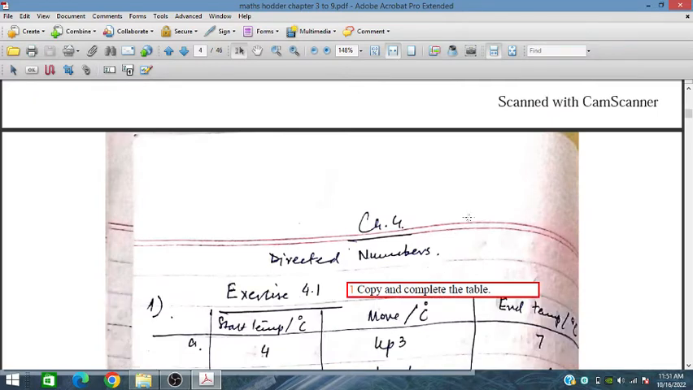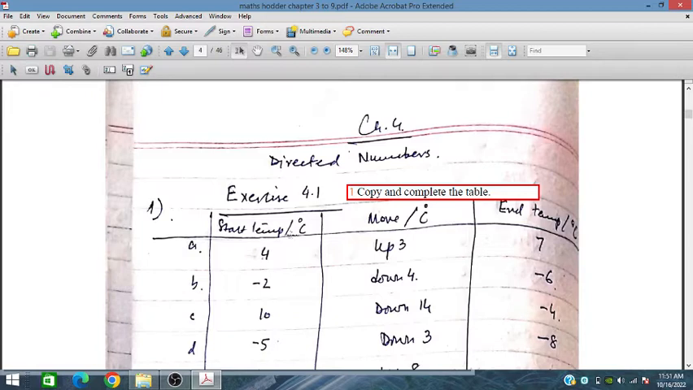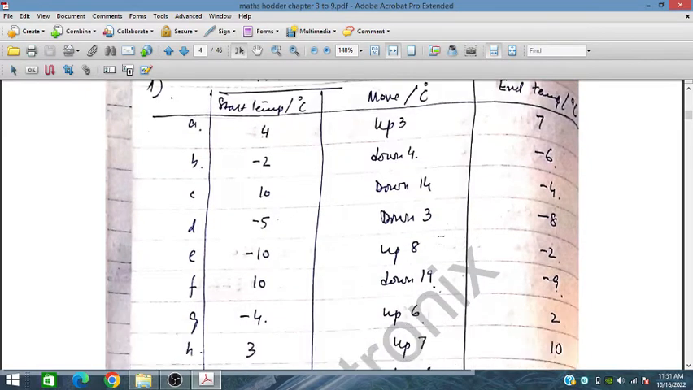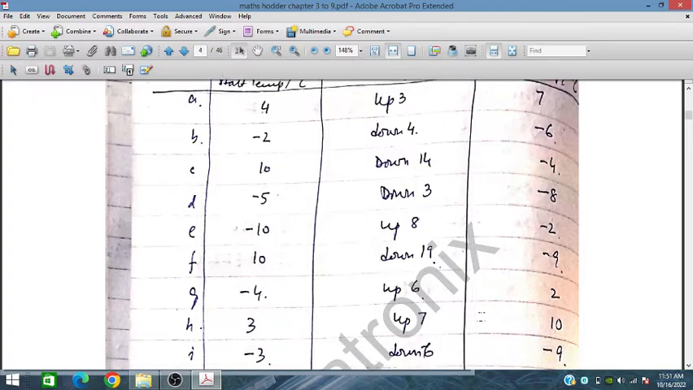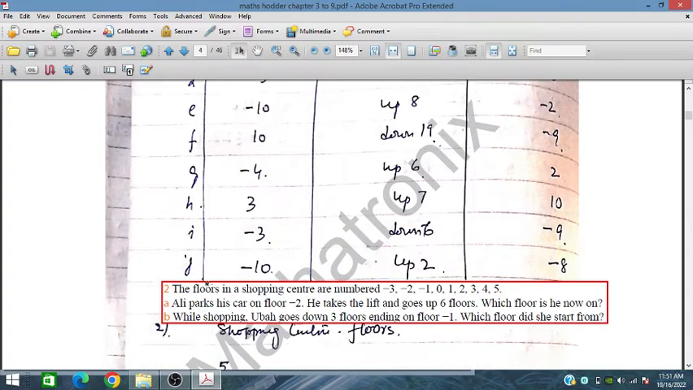Now let's start chapter 4, directed numbers. Copy and complete the numbers. Some numbers were missing in it, so we have to write down all these. You can see it in the books. The second problem is about floors.